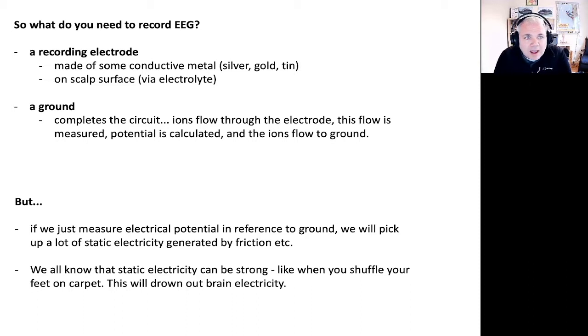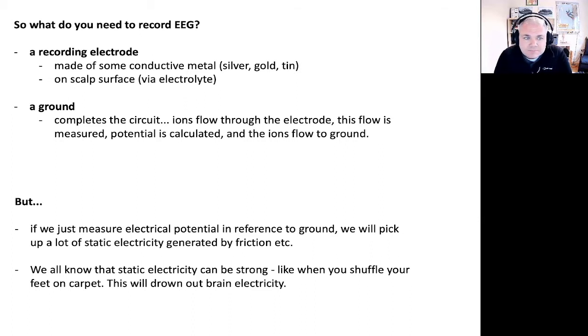Then you need a ground somewhere on the head space where the circuit concludes. So if electricity is generated within the brain and the electrode records that voltage potential, that creates current in the electrode, current in the wire connecting the electrode to the recording system, and eventually that current has to ground back out. The safest place for that to ground back out is back on the head space, so that you get a relatively narrow flow of electrical current. This completes the circuit, so ions flow through the electrode, this flow is measured, potential is calculated, and the ions flow to ground.